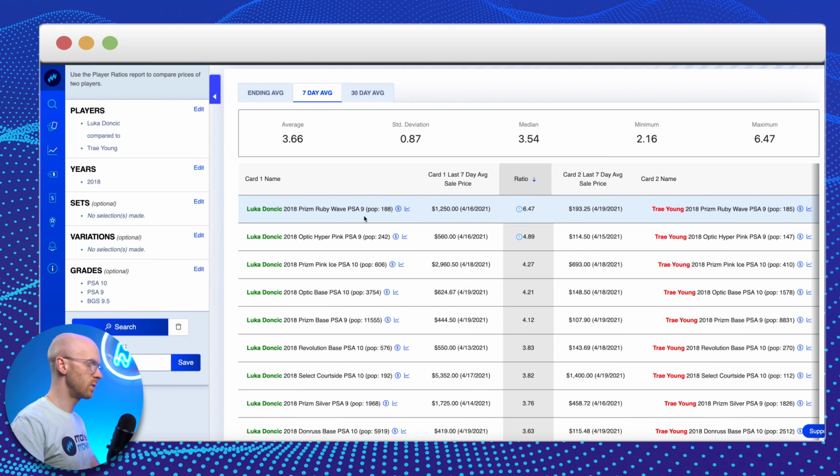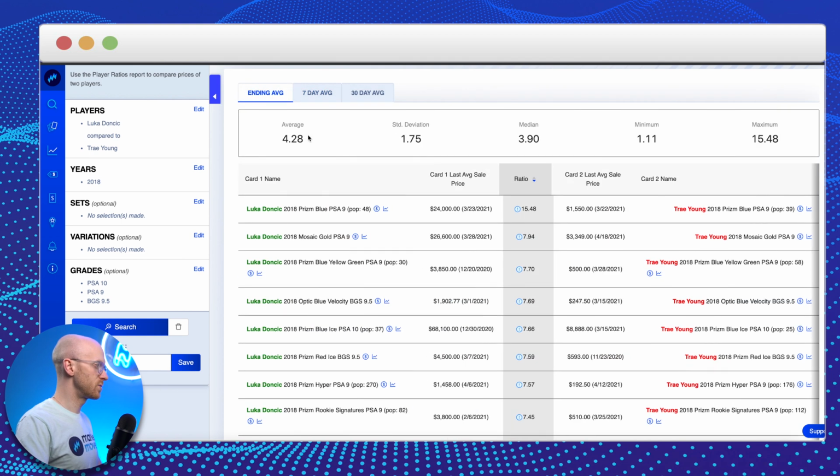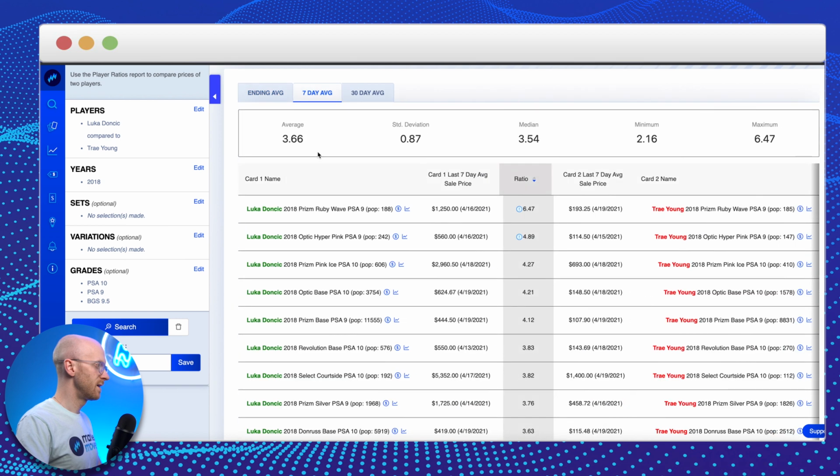So this first one, this Ruby Wave PSA 9, what I can see is that the Luka recently sold on April 16th for $1,250. And the Trae most recently sold for $193. So that's obviously a much bigger ratio. And you'll notice, again, the ending average ratio was 4.28. This is a more realistic ratio, 3.66.